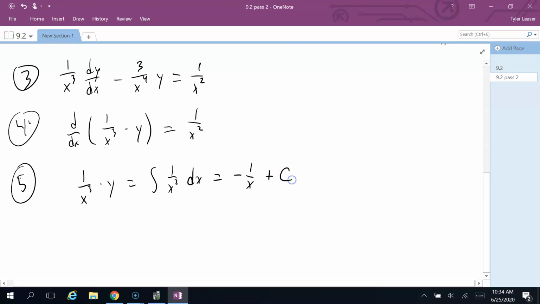At this point, you are going to have to include the plus c. Do not forget that plus c. If you forget it, it'll mess up your whole thing.